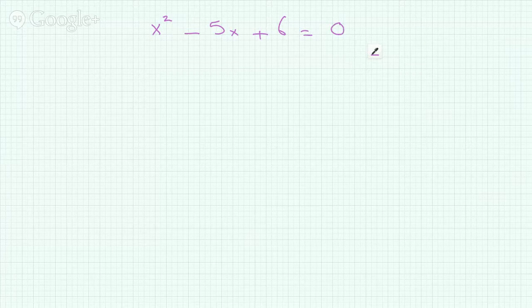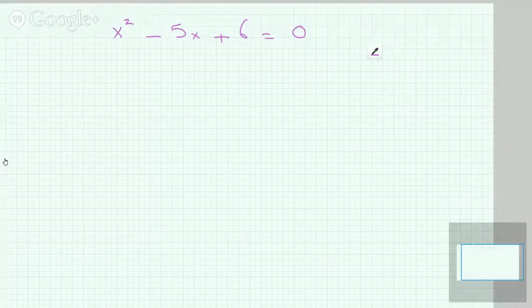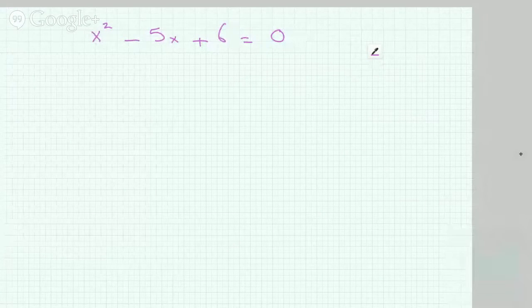Let's take a simple polynomial, x squared minus 5x plus 6 equals 0. The way this works is that you have two numbers that multiply to 6 and add up to 5. So they always multiply to the last number and they add up to the number in the middle. Some people can do it in their head, and that's great.